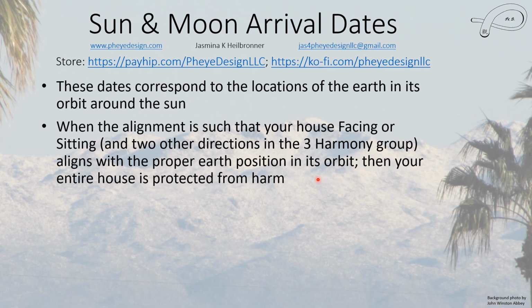Now, what we are doing here is looking for the alignment of your house facing or your house sitting, and then the 2 other directions that are in 3 harmony with your sitting, that align with the right position of the Earth in its orbit. And then at that point, that 2-week period, or that 15-degree span in the orbit, your house is protected from harm. What we are doing here is aligning heaven and earth. So heaven protects earth, and that's why your house is protected.